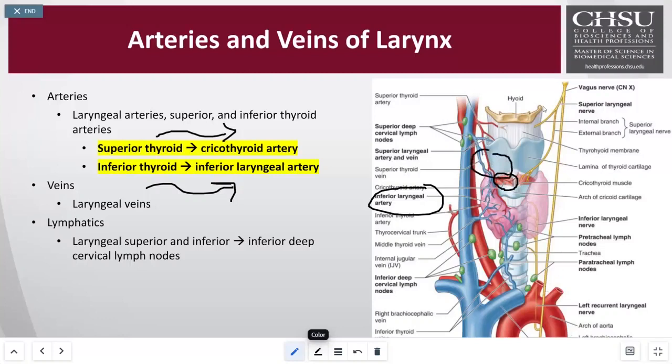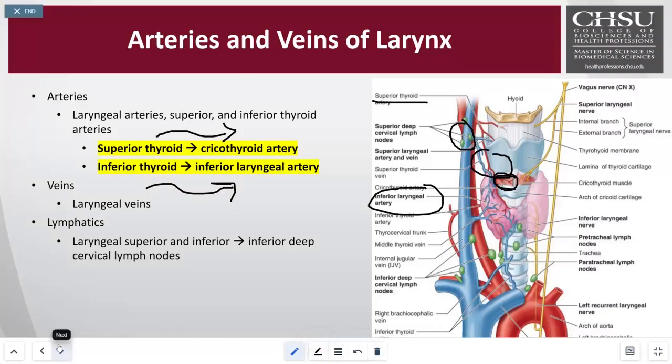Here we have the superior, right? So you can see it goes down and then goes into the small one. The thyroid artery, right? The big one comes down and it goes into a small, tiny little vessel. Okay, and that's it. So I think as long as you can remember, superior goes to cricothyroid artery, inferior to the inferior laryngeal. And that's it.